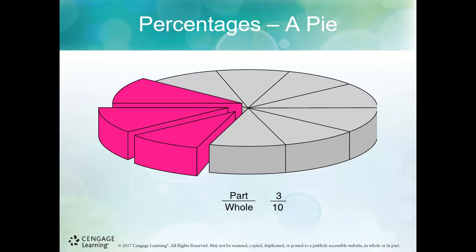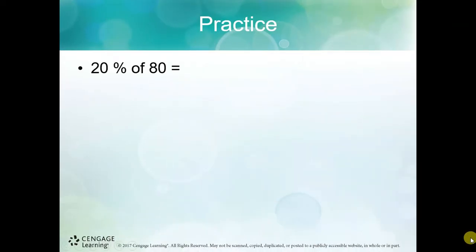Let's take a look at this. Okay, so there we have 3/10, which is the same as 30% of that pie. So I'm going to let you do this. 20% of 80. There's a lot of different methods for performing this function. Again, if you remember that you convert the percent to a decimal, that helps a lot. And remember that of is the same as times.